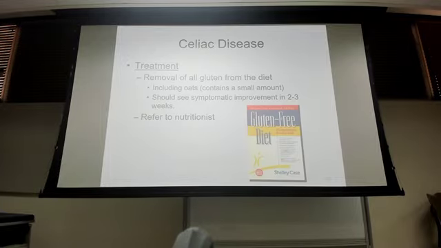Try to get your patients on a gluten-free diet. So get it out of their diet, including oats. Oats do have a small amount of gluten in them. Most folks just refer to a nutritionist. You can do the gluten-free diet, but for long-term control, get a nutritionist on board. Usually, you're going to see within a couple of weeks these patients are doing better if they're actually following your advice and eliminating gluten from their diet. Nutritionists will be helpful in these celiac disease patients to avoid gluten.